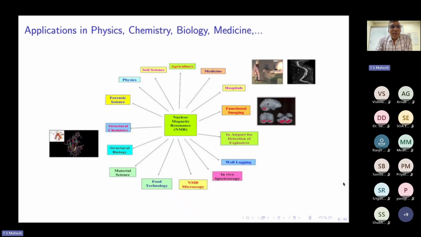Okay, so NMR has applications in various fields. As you can see, it has been there for the last several decades. It's about 7-8 decades, and so it has proven its important applications in chemistry, biology, physics, even in medicine. In fact, all the MRI machines are based on NMR principles. In fact, they are just NMR where samples are humans. So those are the MRI spectrometers.